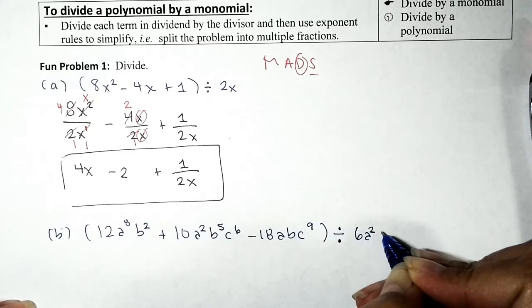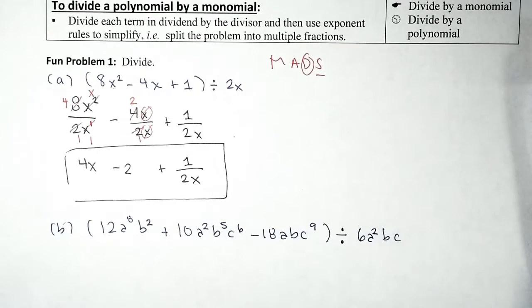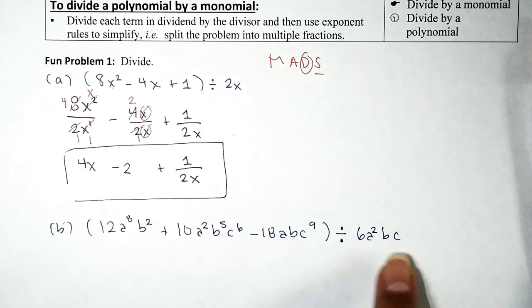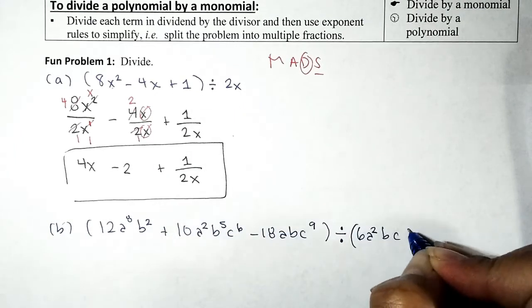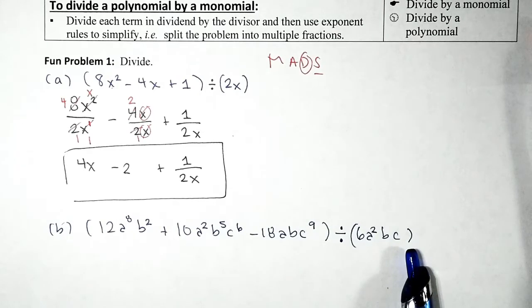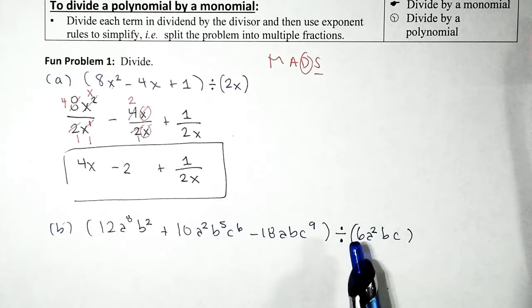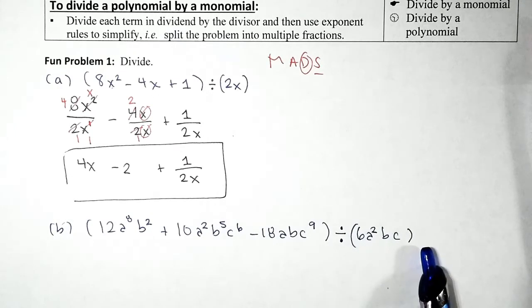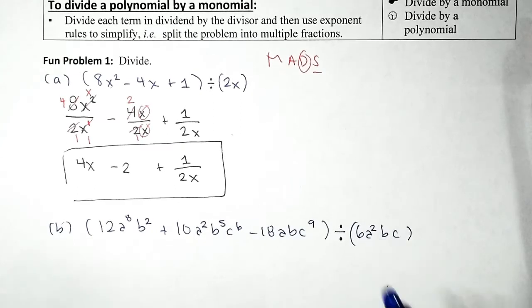6a squared bc. Okay, so technically I'm supposed to wrap up the 6a squared bc, kind of like I was supposed to wrap up the 2x, but you understand me. Actually no, I need to have good notation. Alright, cool. So we have this 3-term polynomial, and we're asked to divide it by 6a squared bc. The question is, do we have to use long division? And the answer is no. Why not? Because we're not dividing by more than one term, in short, we're only dividing by one term. So let's go ahead and split it up.